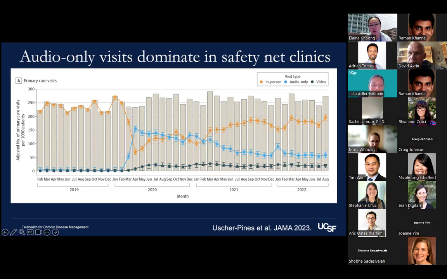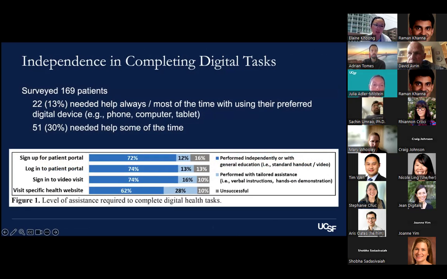And one of the challenges I think that people have brought up was, oh, safety net clinics do this because they're serving different patients. And I do want to acknowledge that certainly is true to some extent. We have been serving some of our patients in our system. We surveyed about 170 patients and asked them a bunch of different questions about their access to devices, internet, and their comfort with doing some different digital tasks, if you will. What we found is that of the 170 patients we surveyed, about 15%, so like 13% here, specifically said they needed help always or most of the time with using their preferred digital device.